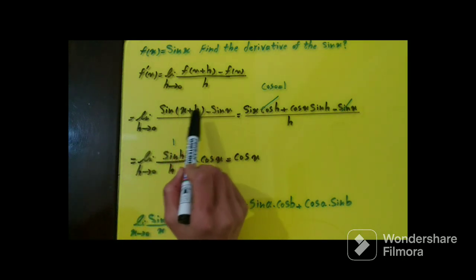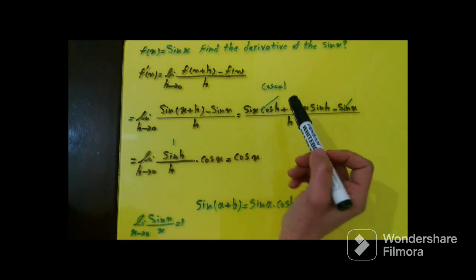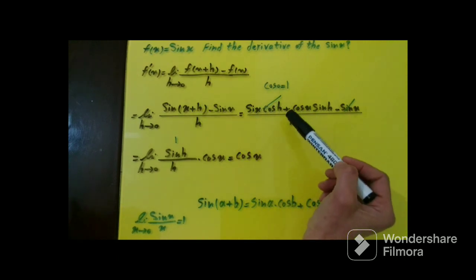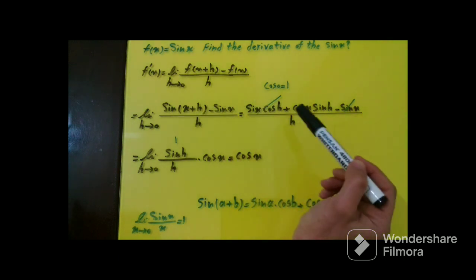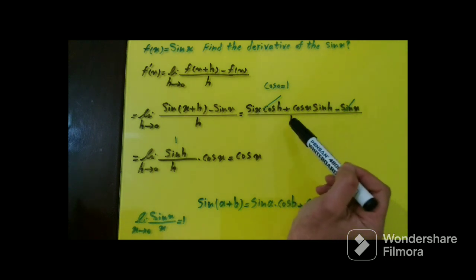Now we should simplify it. There's a trigonometric formula which says sine of a plus b equals sine of a times cosine of b plus cosine a times sine b. According to this formula, we can simplify it. So it's sine x times cosine h plus cosine x times sine h minus sine x, all over h.